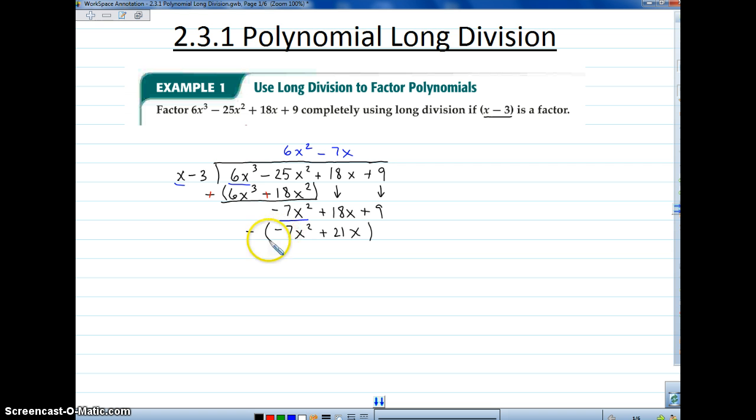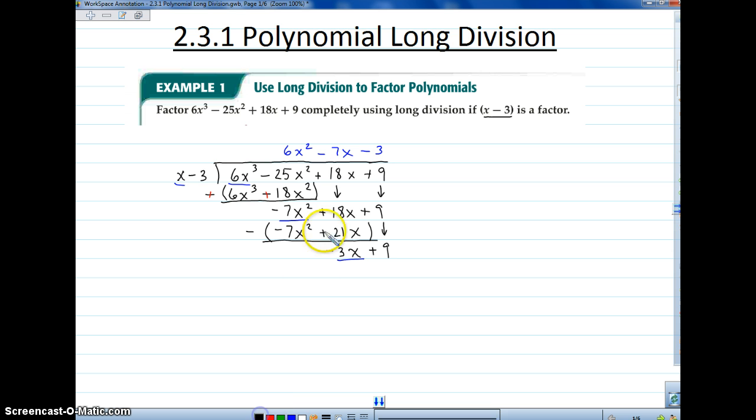I always put parentheses around it to remind me that I'm subtracting both of the terms. So negative 7x squared minus negative 7x squared, that cancels like it should. 18x minus 21x is negative 3x. And we carry down the plus 9 that's remaining. And now, one last time, we're going to take the leading term. We have negative 3x plus 9 remaining. Negative 3x divided by x is negative 3.